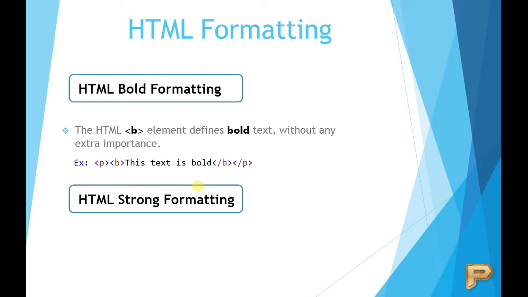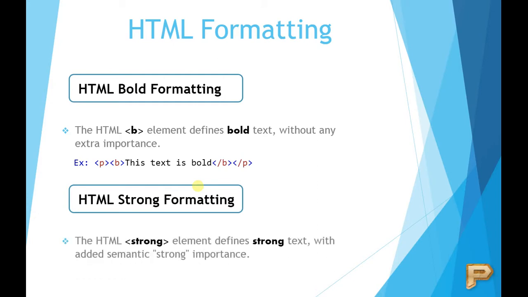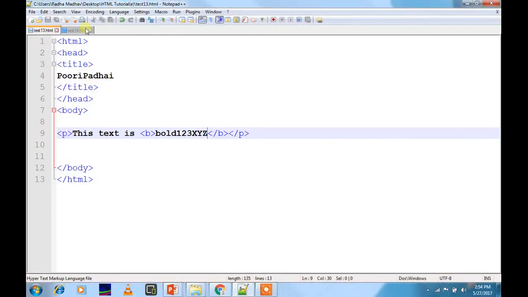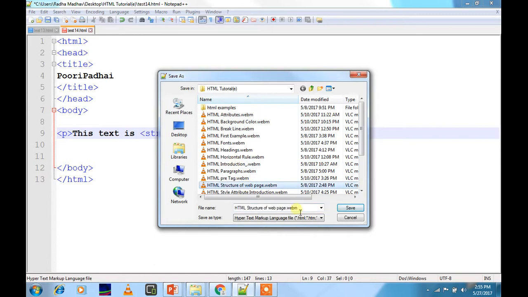It's HTML strong formatting. What does it say? It says that the HTML strong element defines strong text with added semantic strong importance. An example of that is: paragraph, strong, this text is strong, closing tag of strong, followed by the closing tag of paragraph. Now we'll go back to Notepad++, and you can write over here again 1 2 3 XYZ, and again we will save this file. Let's see what output this generates.